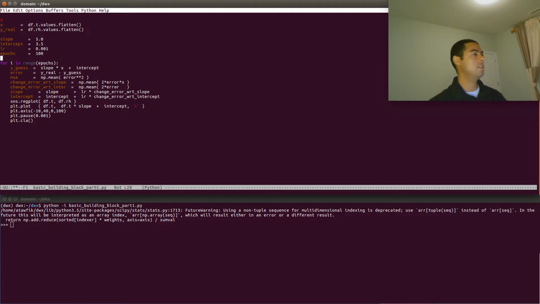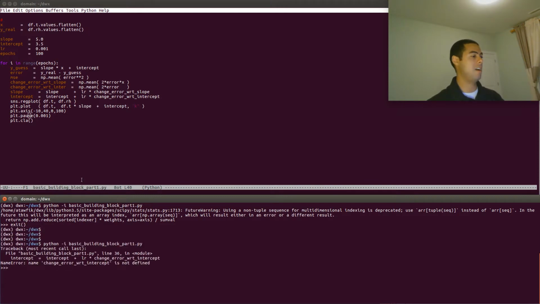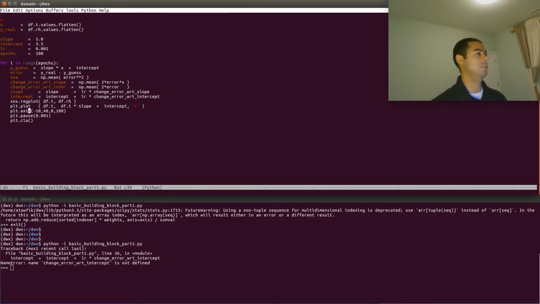All right, so as you can see, there's not much code here, but what I'm doing at the bottom here is plotting so we can check the progress of our learning. Let's take a look at this thing as it goes. Let's run it. Let's hope it works. No errors. Ah! Did I not define it? Oh, I forgot to change the intercept. Change the intercept.